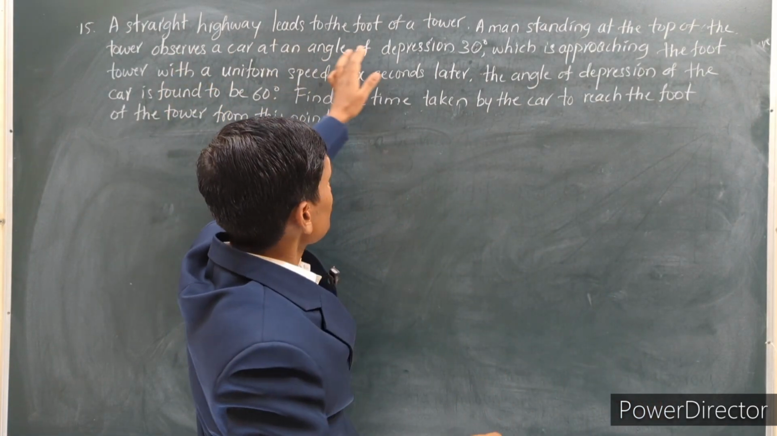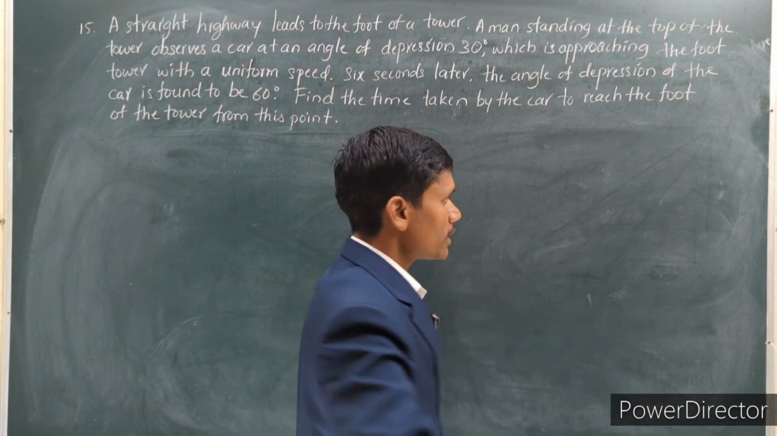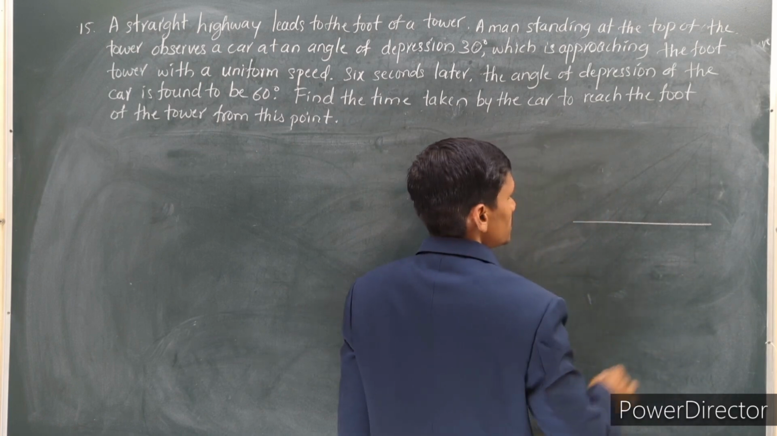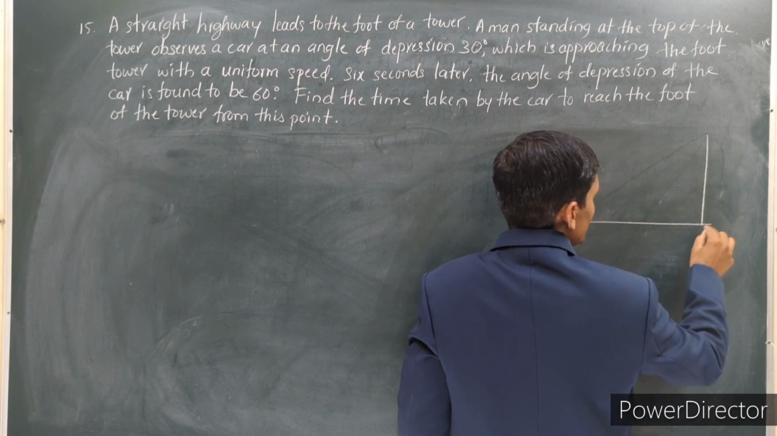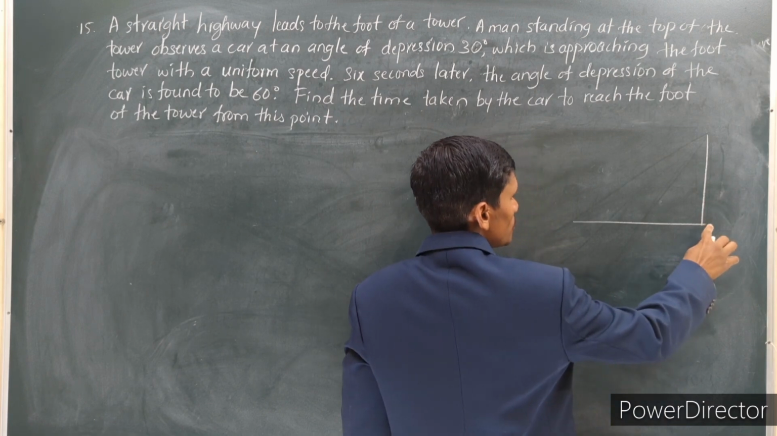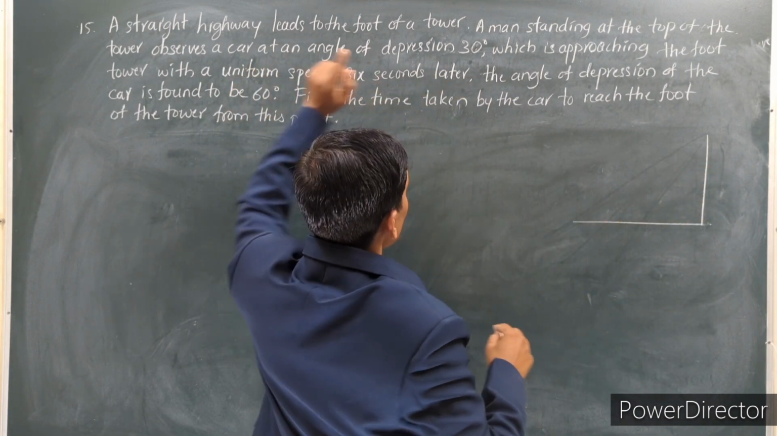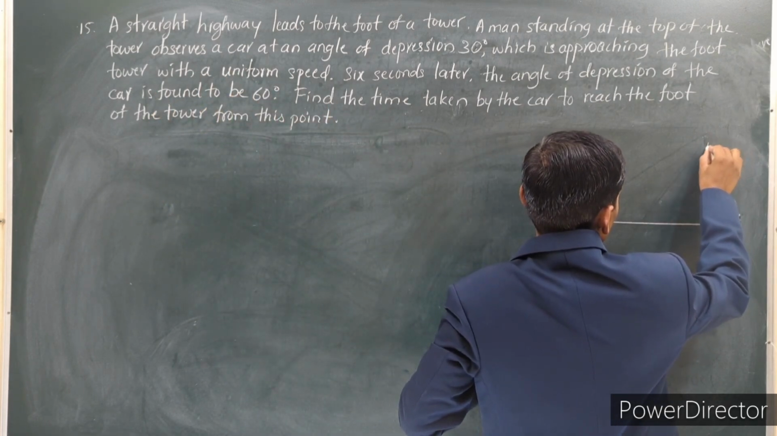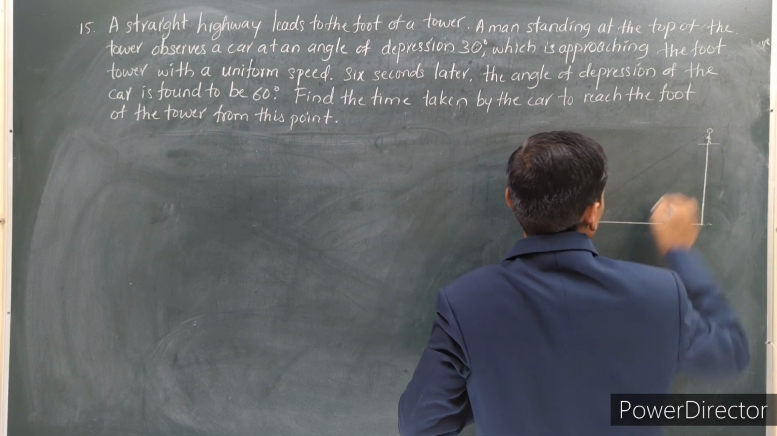A straight highway leads to the foot of a tower. How to take this? See, this is the straight highway, and a tower. This is the foot of the tower, right? It leads to the foot of the tower. Now what they are saying: a man standing at the top of the tower. You make that man stand at the top of the tower first. See, he is standing at the top of the tower.